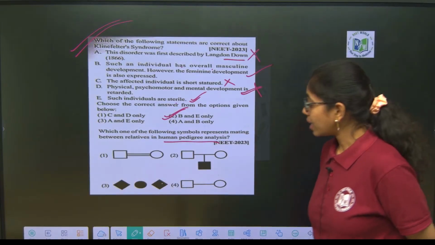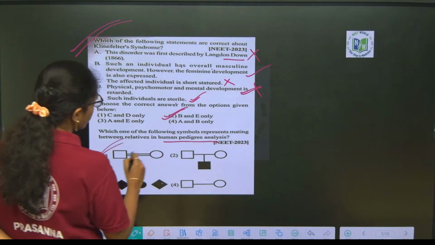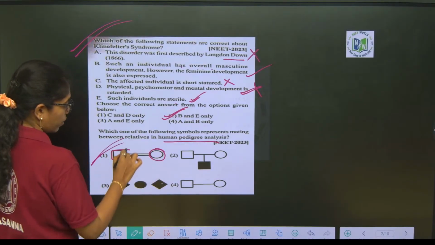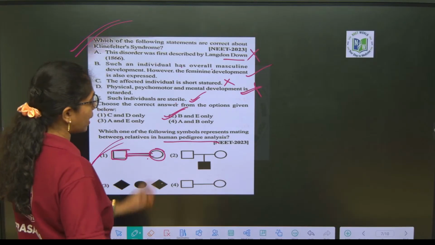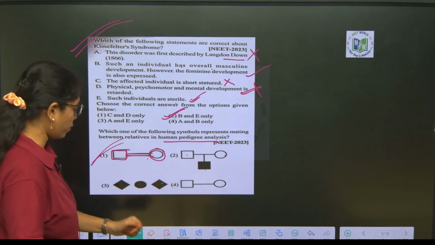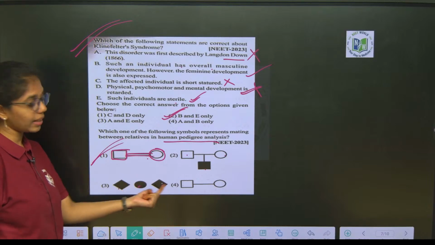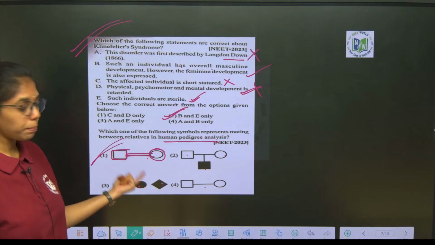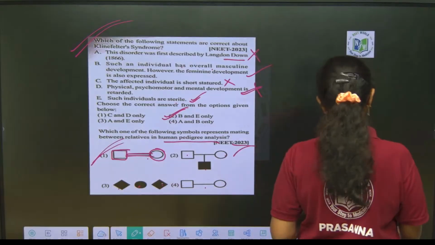Next question. Which of the following symbols represents mating between relatives in human pedigree analysis? Mating between relatives is consanguineous mating. It is shown by 2 lines in between the female and male. Two lines in between female and male show consanguineous mating, that is mating between relatives. Here this is normal mating and affected offspring, and these are sex unspecified and female affected, all 3 are affected, and this is showing normal mating. So, this is a simple pedigree diagram which was asked in the year 2023.